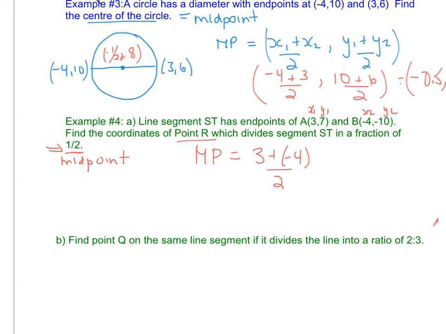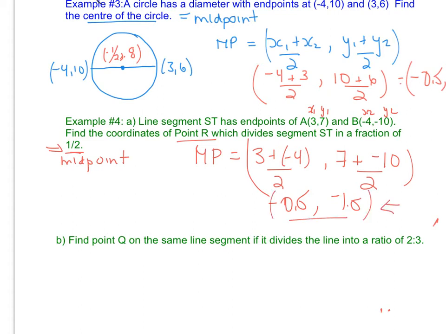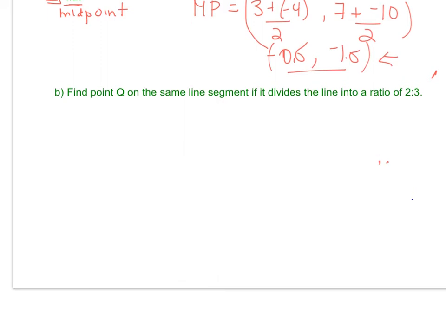So midpoint is equal to x1 plus x2 divided by 2, so 3 plus negative 4 divided by 2, sorry, it should be plus, and 7 plus negative 10 divided by 2. So 3 plus negative 4 gives me an answer of negative 1. Negative 1 over 2 is negative 0.5. And 7 plus negative 10 gives me negative 3 over 2, which gives me negative 1.5. That is my midpoint. We'll do one last one.